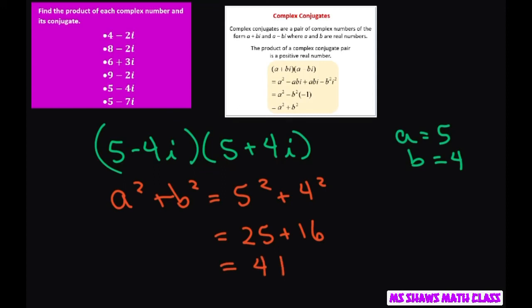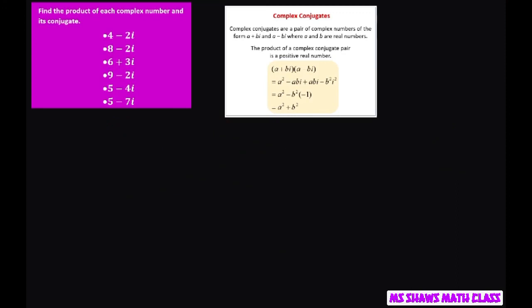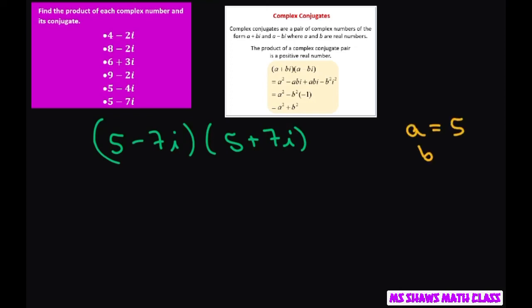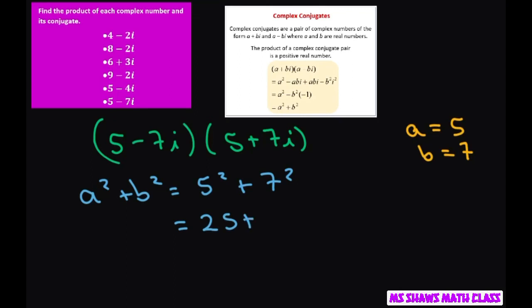All right. And the last one, you might want to try this on your own. You have 5 minus 7i, 5 plus 7i. a equals 5, b equals 7. Therefore, a squared plus b squared equals 5 squared plus 7 squared equals 25 plus 49, which equals, I'll just do 25 plus 50 is 75 minus 1, 74.